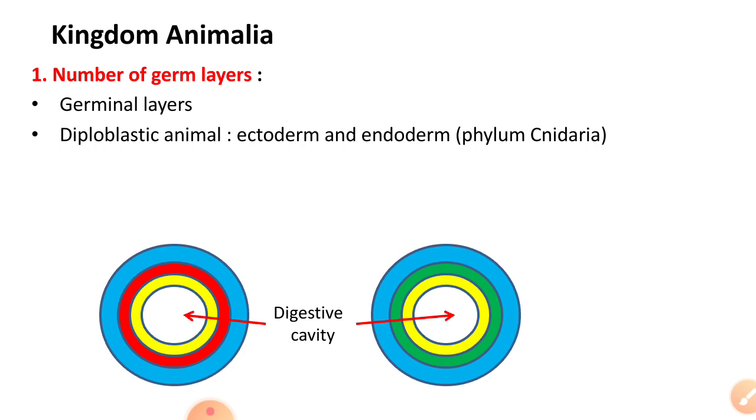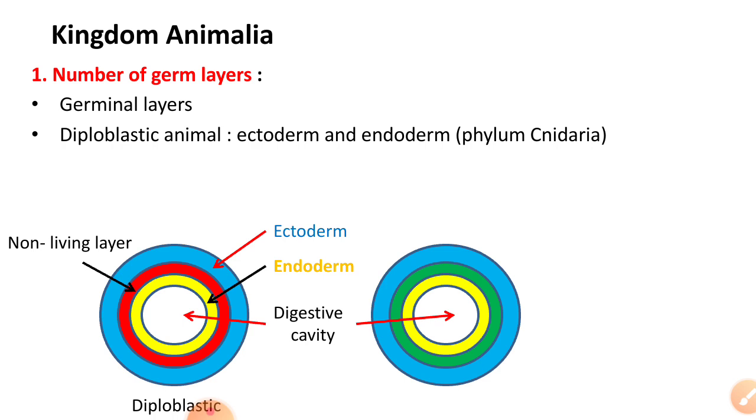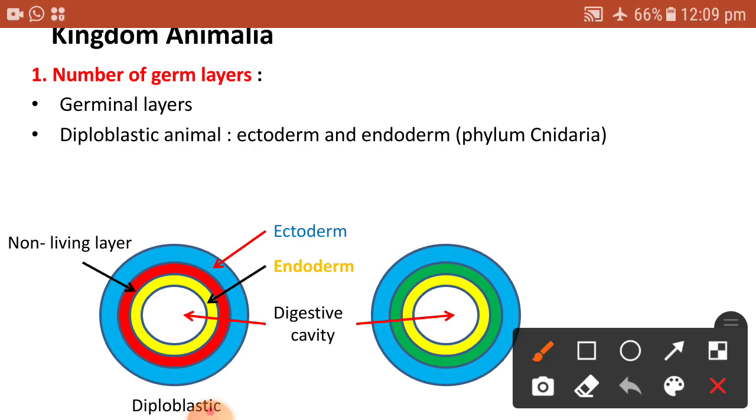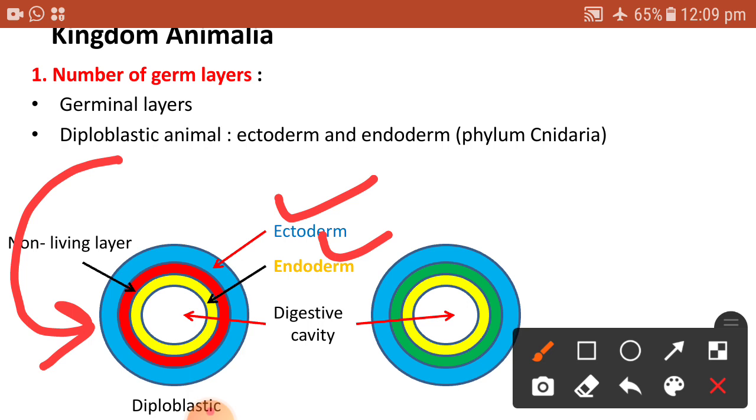When an organism shows only 2 germinal layers, it is called diploblastic. In diploblastic animals, there are 2 germinal layers, the outer ectoderm and the inner endoderm. Besides that, between these 2 layers there is a non-living substance called mesoglea. Organisms having only these 2 layers, ectoderm and endoderm, are called diploblastic animals.